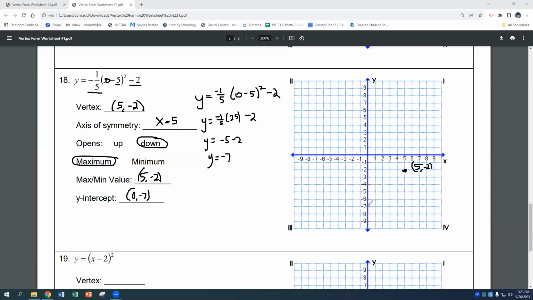Okay, I'm going to graph my y-intercept, (0, -7). Okay, I'm going to put in my axis of symmetry here. So my axis of symmetry is x equals 5.